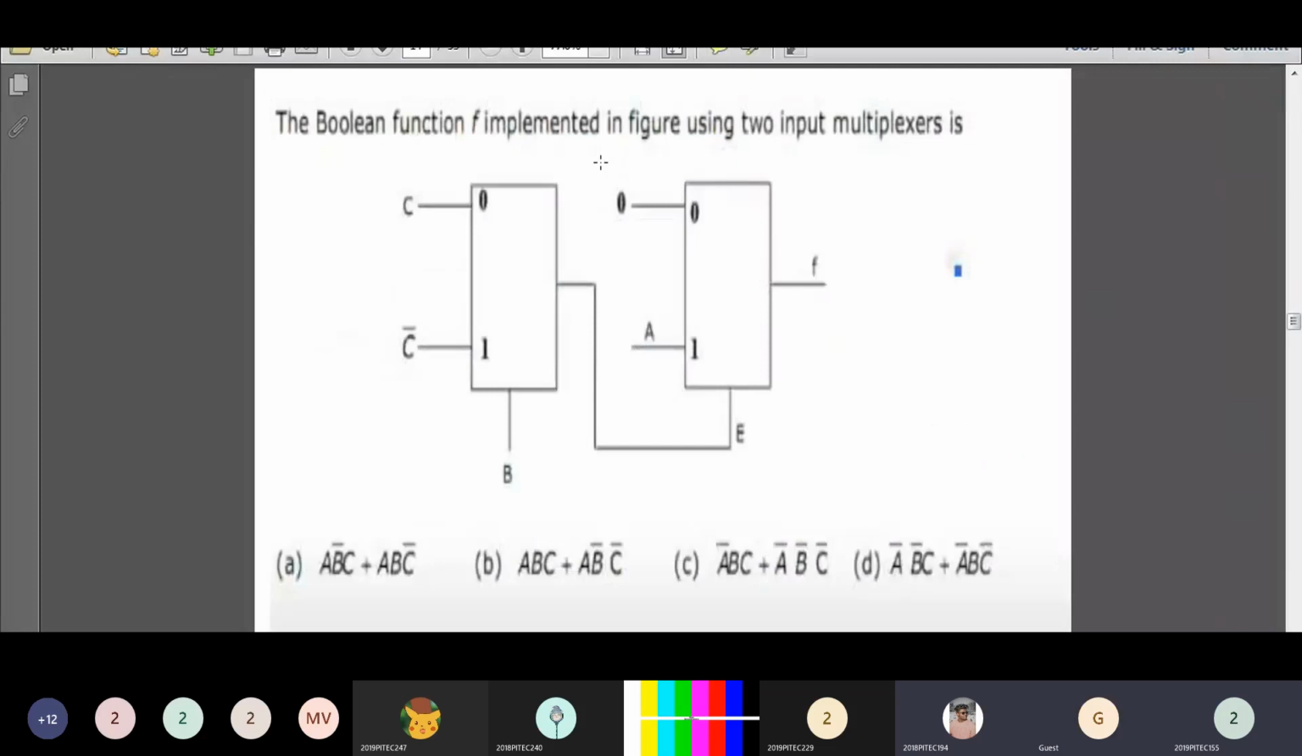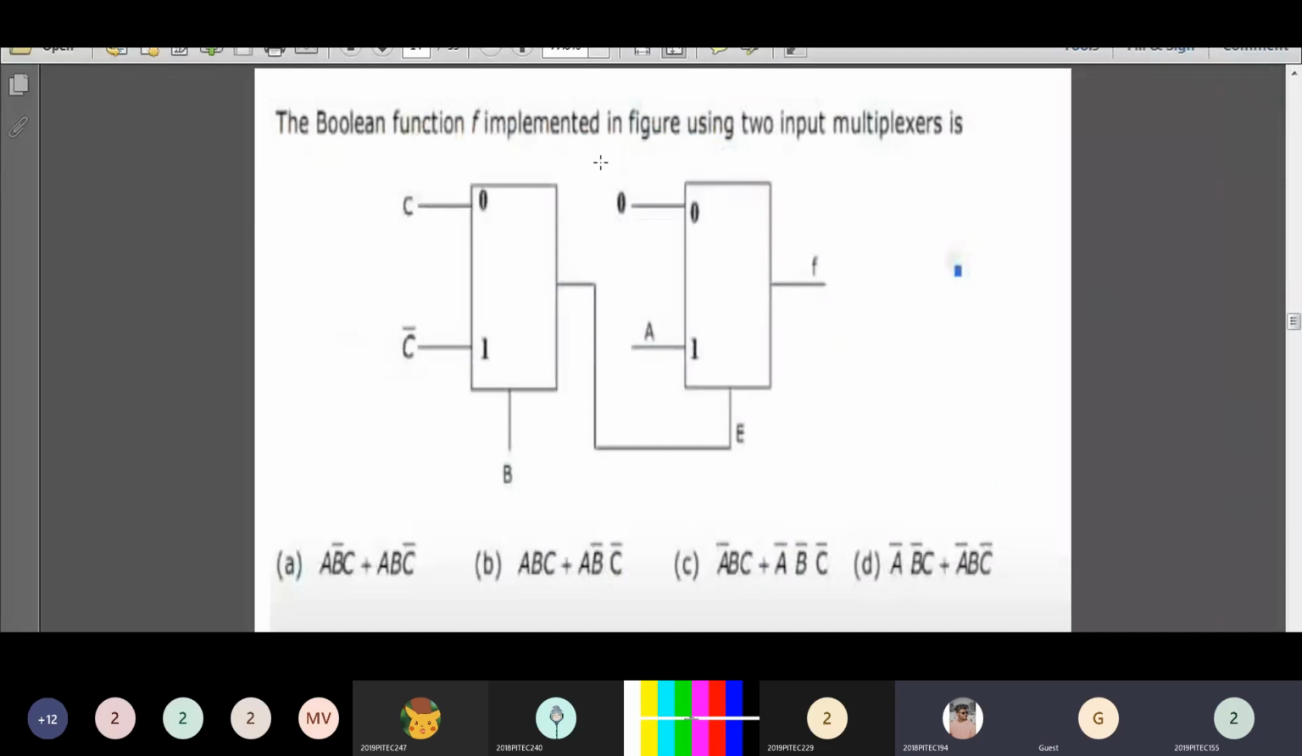Next one. Now let's move on to the next one. The Boolean function f implemented in the figure using two input multiplexers is, this is a 2 cross 1 mux. Here you'll be having two 2 cross 1 muxes. Look at the first 2 cross 1 mux. The selection input is B and our inputs are C and C dash. First you have to write the expression for the first 2 cross 1 mux. What will be the output function?